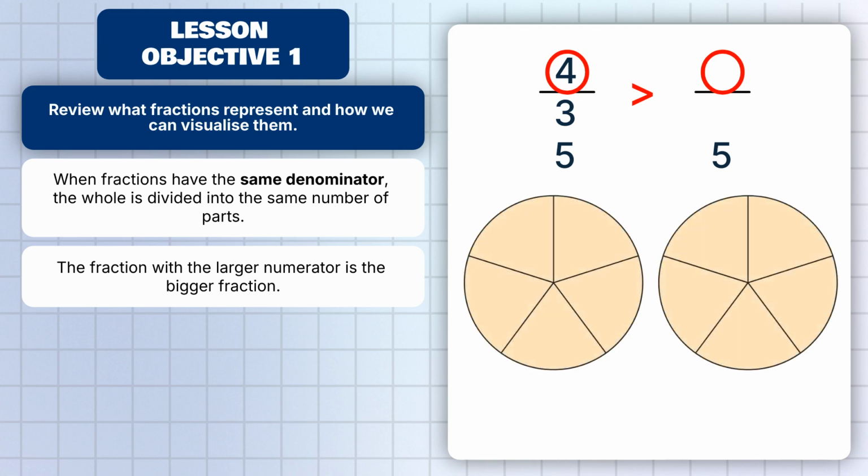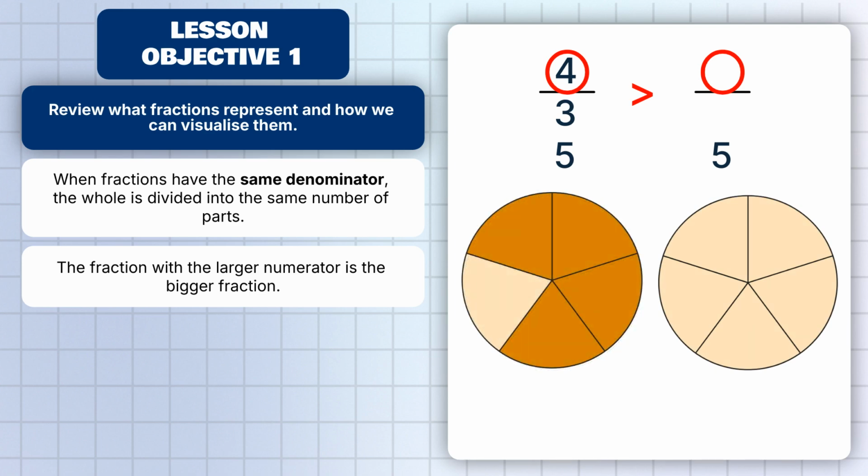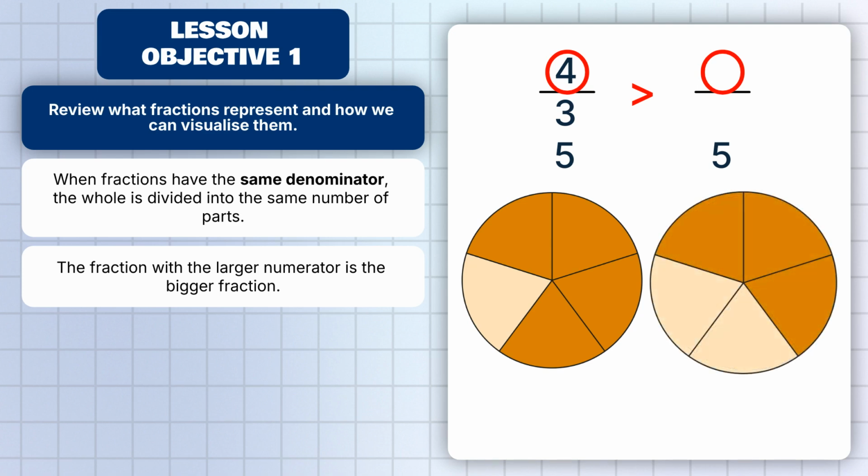Imagine two pie charts, each divided into 5 equal slices. In the first chart, shade 4 slices, or 4/5, and in the second chart, shade 3 slices, or 3/5. It's visually clear that 4/5 covers more area than 3/5.